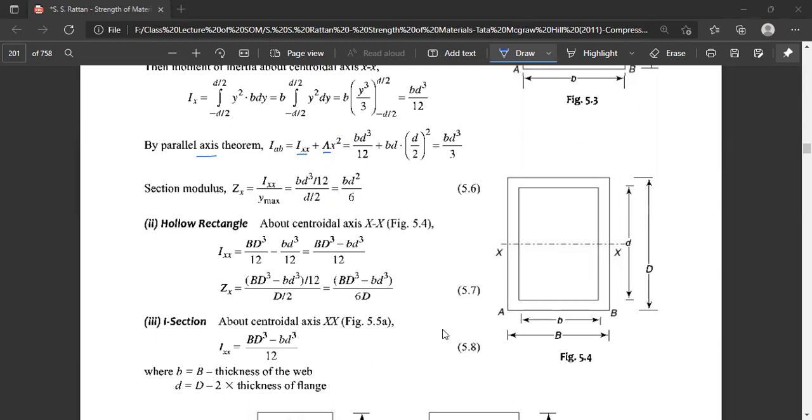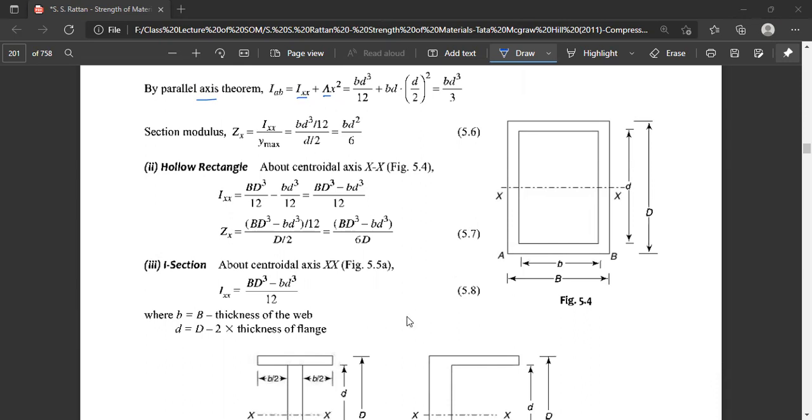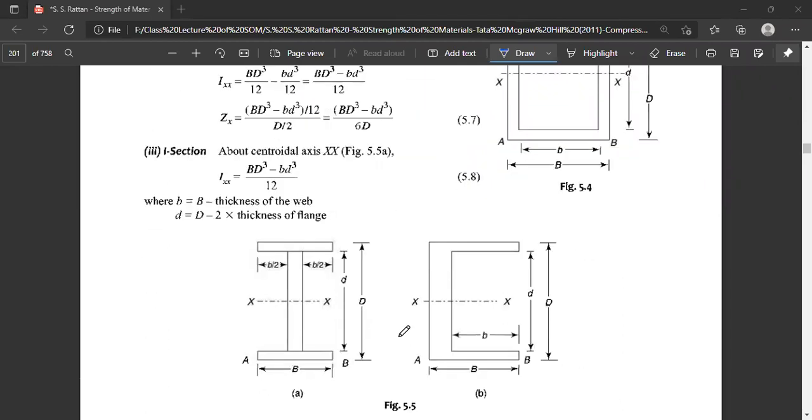The I section about the central axis XX is fine. For the rectangle, this is the section modulus, and this is the moment of inertia about the neutral axis. And you can follow the same procedure if you want to know the moment of inertia about any other axis. Next, the I section.